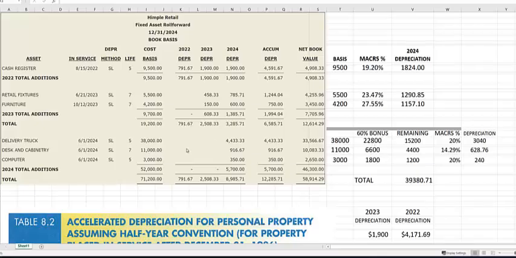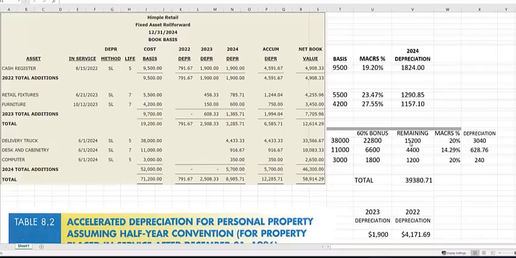The 11,000 times the 60% is 6,600. And then 3,000 times the 60% is 1,800. So all that can go ahead and be depreciated. Now there's some basis left. This item costs $38,000. We're only taking expense of $22,800. So we've got a basis of $15,200 remaining to depreciate.